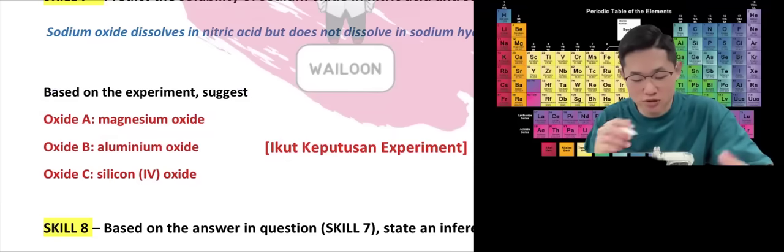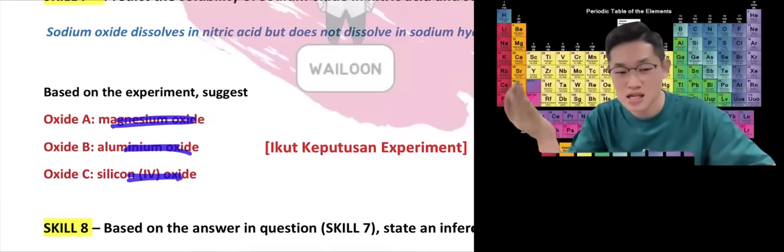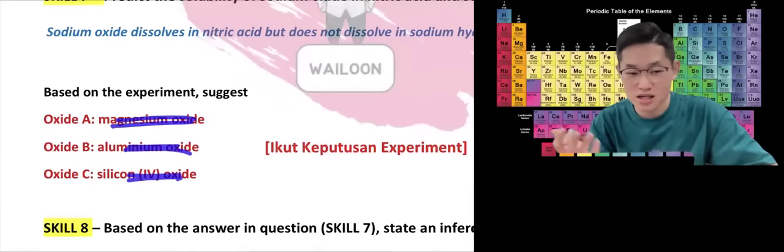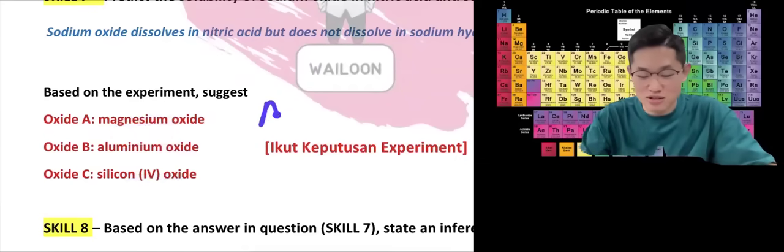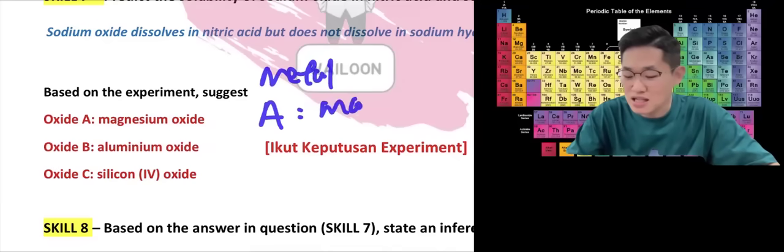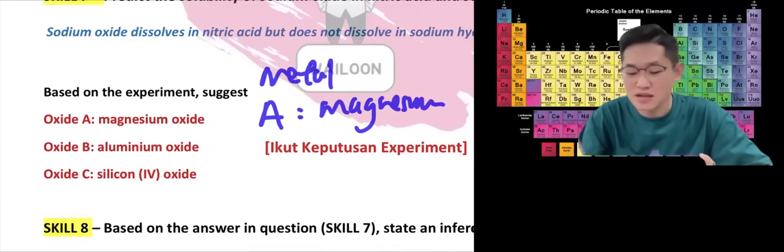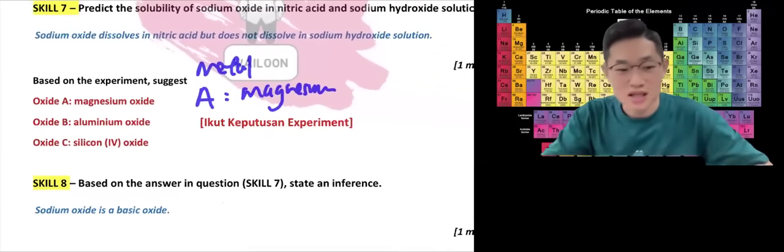Instead of asking you for the name of the oxide, they can also ask you to predict the property. Suggest the property like oxide A is basic, oxide B is amphoteric, C is acidic. They can also even ask you to tell them what's the metal A. If they ask metal, you just write magnesium. Don't write magnesium oxide. If they ask oxide, you write magnesium oxide. If they ask metal, you write magnesium.